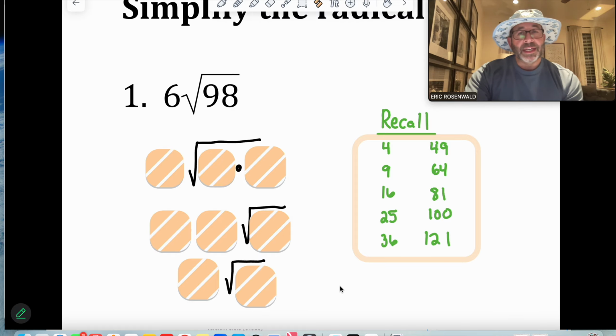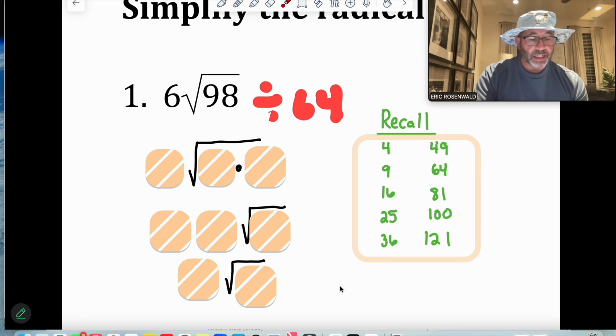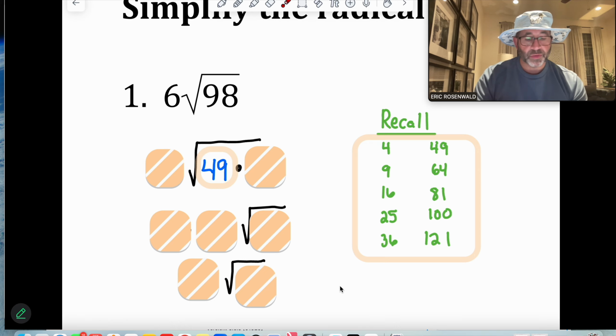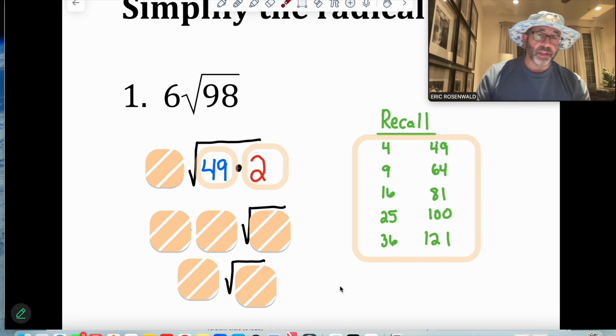When we're looking at 98, 98 can get broken into two different numbers, okay? What we're seeing is, can I take 98 and divide it by 81? Can I take 98 and divide it by 64? Can I take 98 and divide it by 49? And the answer for that one is yes. I could break it into 49 and 2. The 6 doesn't do anything at this moment. It's just sitting there outside doing absolutely nothing. So let's just keep the 6 out there.